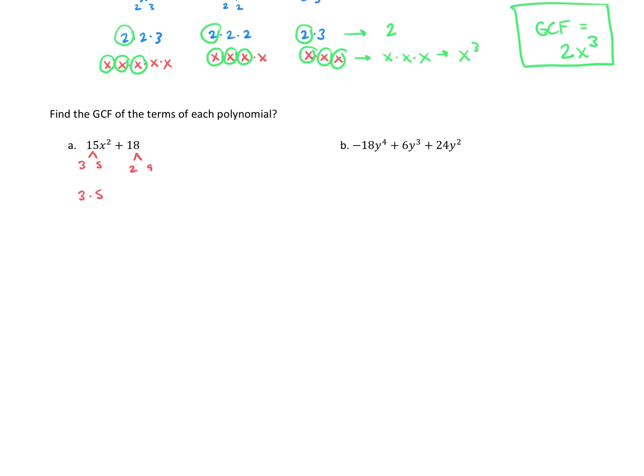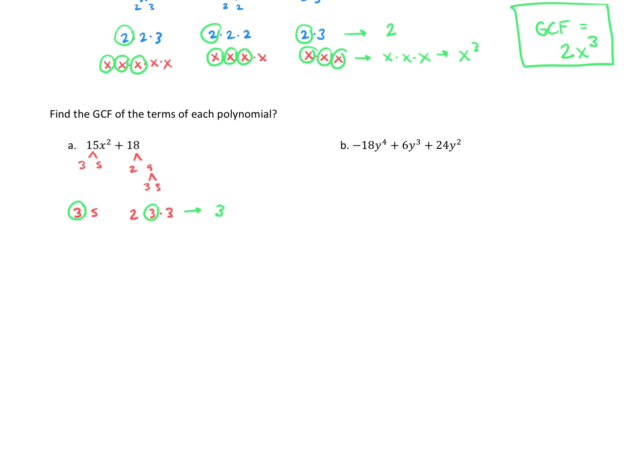18 is 2 times 9. 9 breaks down into 3 times 3. So we have a 2 times 3 times 3. And I'm going to write that a little bit lower. That one was 3 times 5. So do they have anything in common? Let's see. They both have a 3, so they have a 3 in common. We've got a 5 here, but no 5s here. We have a 2 here, but we don't have a 2 here. So that was the only factor they had in common for the coefficients.